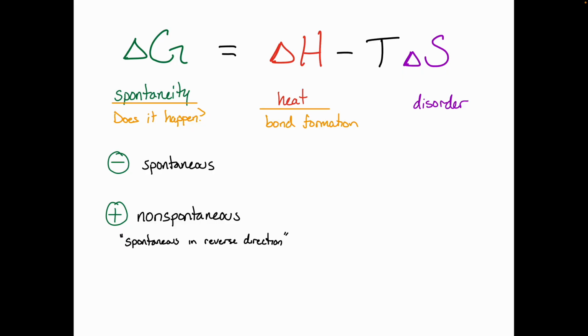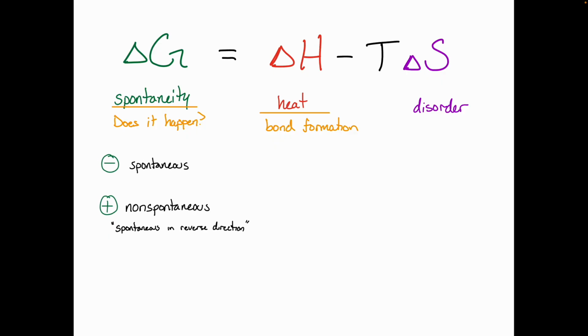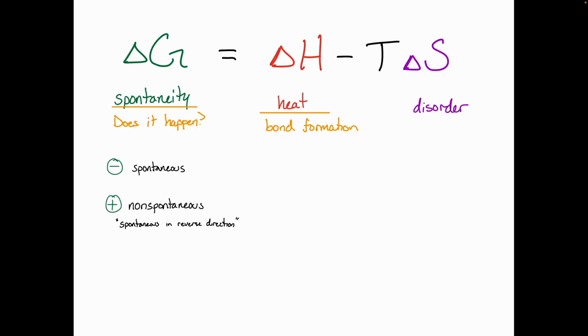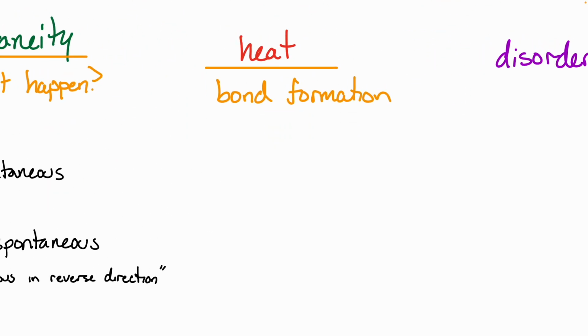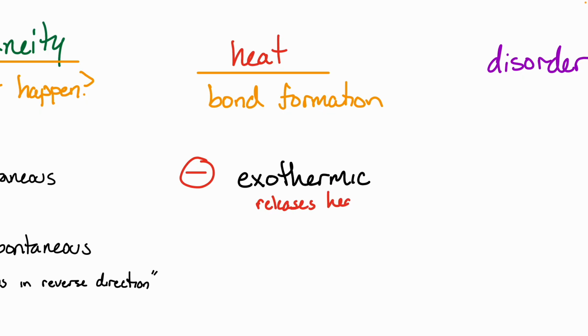Delta H, we've got cool words for delta H. What do we call a negative delta H? Exothermic. A reaction that releases heat is what we call exothermic, meaning it releases heat. A positive delta H is an endothermic reaction, which means it absorbs heat.